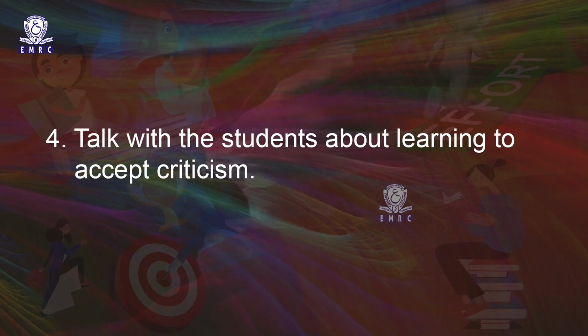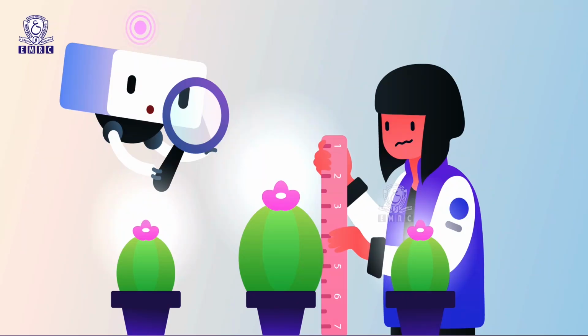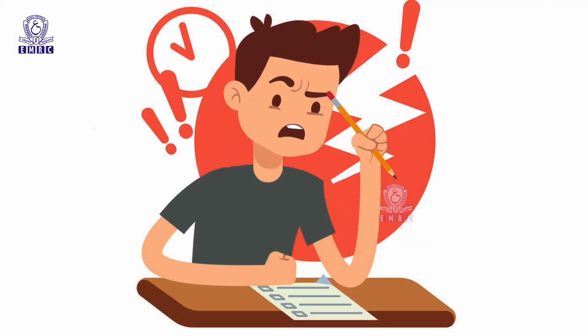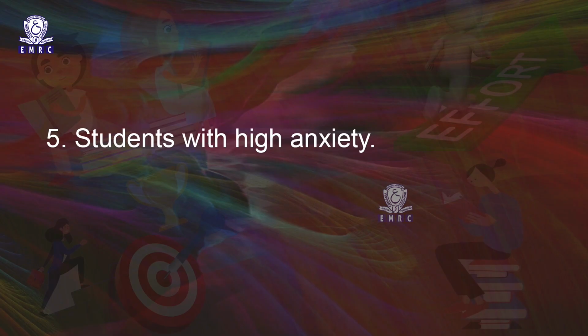Fourth, talk with the students about learning to accept criticism. Perfectionists frequently consider criticism a personal attack and they try to respond in a defensive way. So, guide the students to become more objective about criticism and how it can be taken in a constructive way.